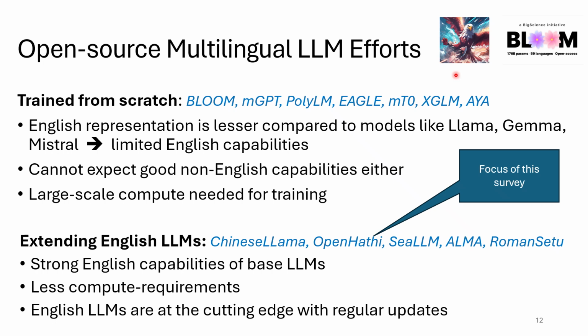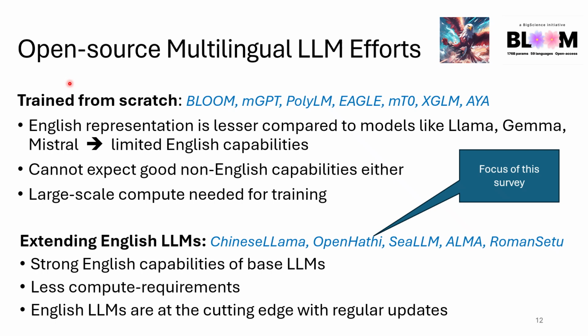So now let's look at the landscape of open source multilingual LLM efforts. There are broadly two categories of models. One is models that are trained from scratch with English and multilingual data. Bloom was probably the first major effort from the Big Science group, but there are many other efforts like MGPT, PolyLM, Eagle, MT0, etc. And amongst the major ones, I think now Aya, Llama 3, and Gemma 2 are getting some multilingual representation as well.